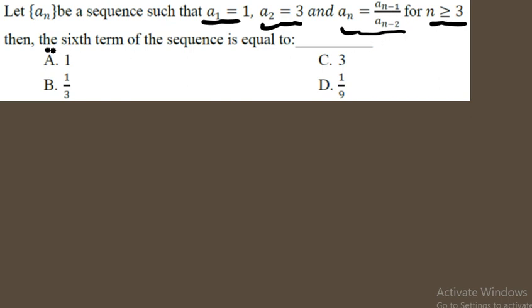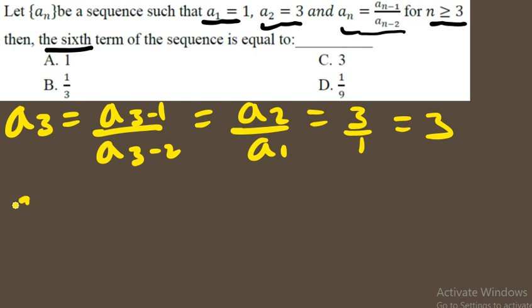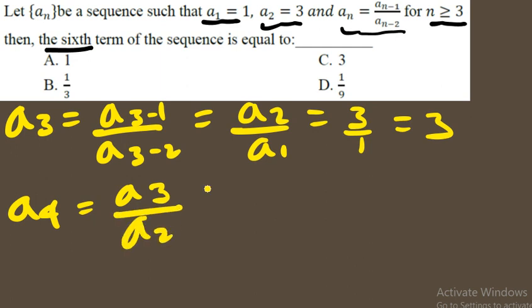We are asked to find the sixth term. So we have to substitute every term. What will be A3? Insert 3 in place of n here. A3 minus 1 over A3 minus 2, which is A2 over A1, which is, what's A2 given? 3 over 1, which is 3. This is A3. What about A4? If you insert 4 here, 4 minus 1, that means A3 over A2. A3, we got it here, 3. And the A2 is 3, so 3 over 3 means 1.